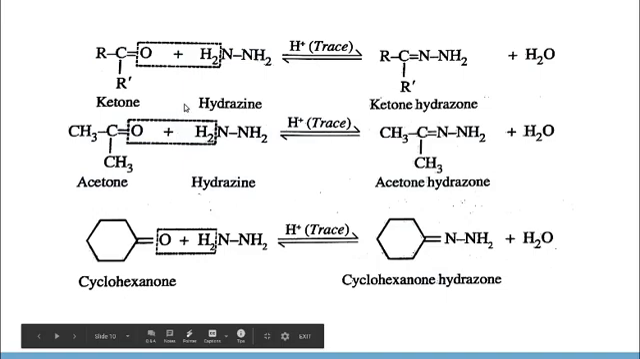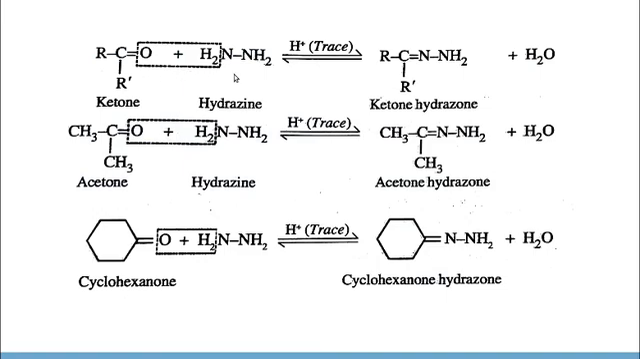Here we have the condensation reaction of ketones with hydrazine. So we will get ketone hydrazone with the elimination of a water molecule. That means acetone on treating with hydrazine, we will get acetone hydrazone with the elimination of a water molecule. It means condensation occurs between these two molecules with the elimination of a water molecule. Then another example, cyclohexanone. On treating with hydrazine, we will get cyclohexanone hydrazone.